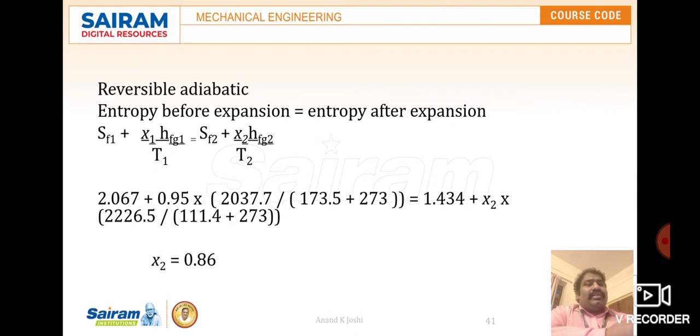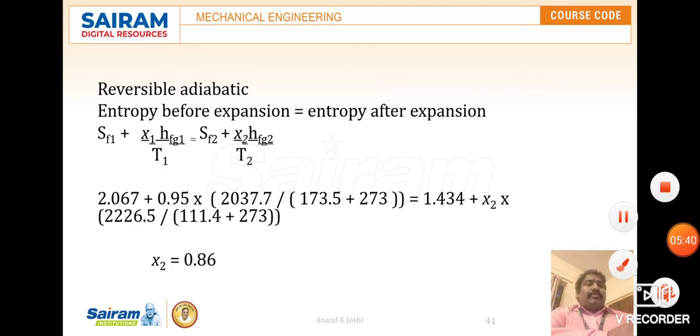So S1 is what? We can easily write S1 = SF1 + X1 × HFG1 by T1. Or, instead of writing HFG1 by T1, we can write it as SFG2. We can write HFG1, but we don't have SFG2 directly, so we write it corresponding to the value we have in terms of HFG1. And this is equal to SF2 + X2 × HFG2 by T2. Okay, this is the value.